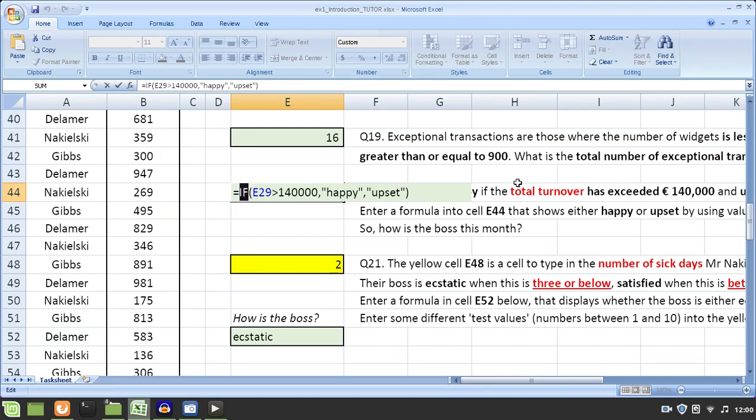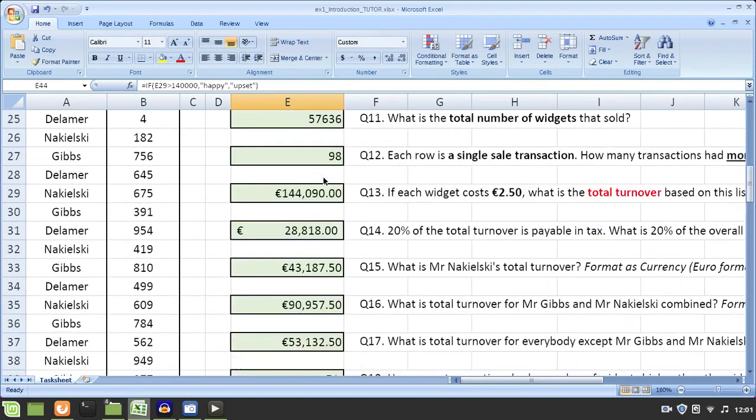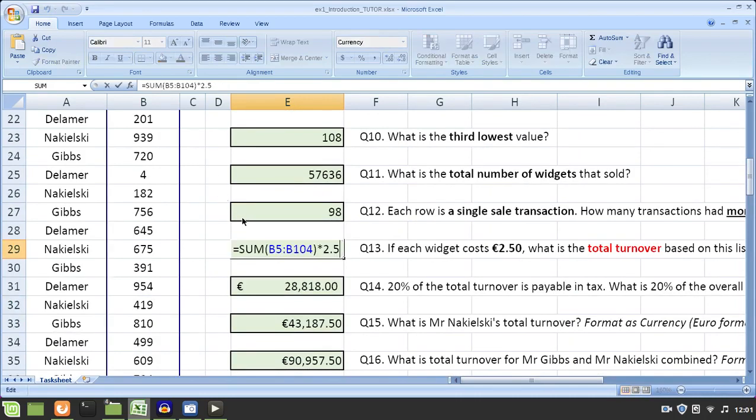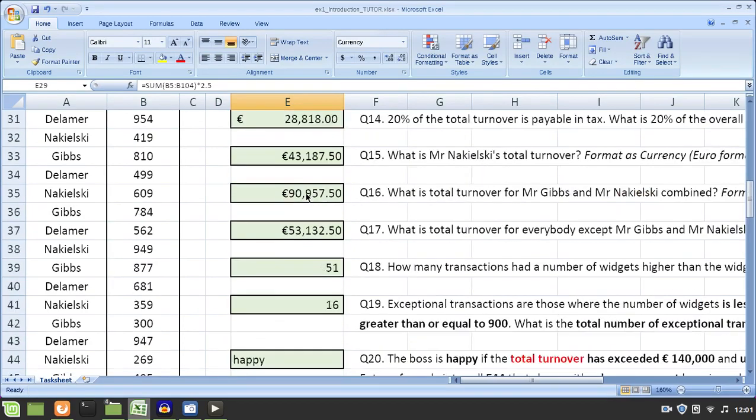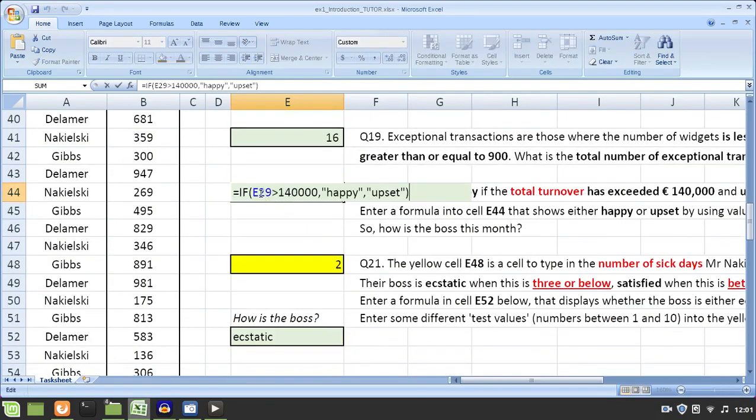Then for the first part of the function we need a logical test. Now the logical test can either be true or false. It can either be a yes or a no. This is the case or this is not the case. And in this particular example we see E29 greater than 140,000. Now let's just remind ourselves, E29 is up here. This was the 144,090 figure we determined earlier on. This is the total turnover. So the logical test asks the question, is this number greater than 140,000?